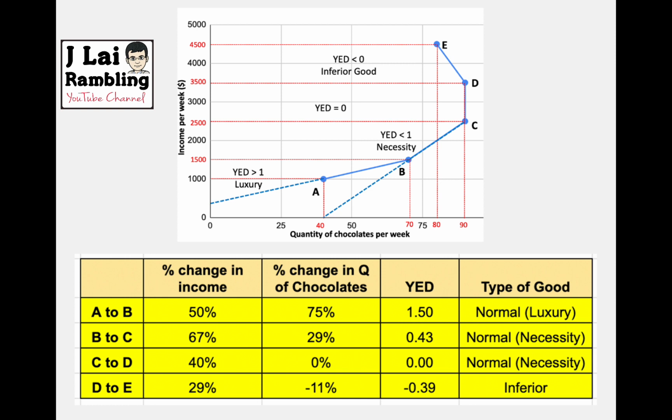And from D to E, as you can see, it is an inferior good. Why? Because the YED here is negative. It is negative 0.39, meaning that an increase in the income will lead to a fall in the quantity demanded for that good. In this case, chocolates. Perhaps it's a cheaper type of chocolate, and you no longer consume it because you've substituted and bought, like, perhaps more expensive Godiva-like chocolates.